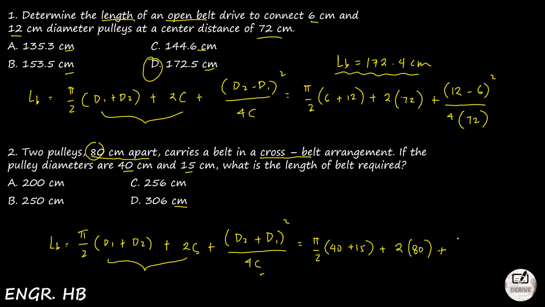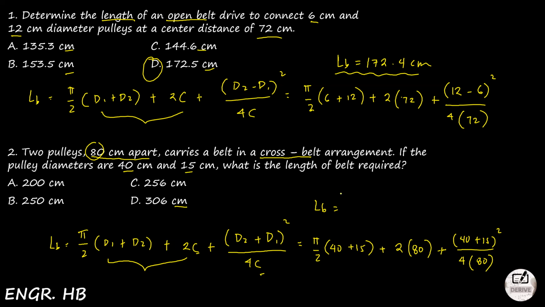So dito na tayo sa third term. So that was the sum of the two diameters, which is square mo din yun. Tapos 4 times mo raw ng center distance. So salpak sa calcu. So that will become 40 plus 15 times pi divided by 2, plus 160, plus 55 squared over 320.